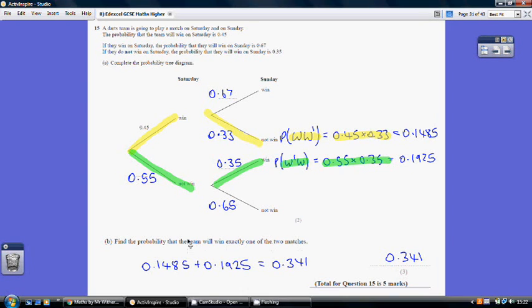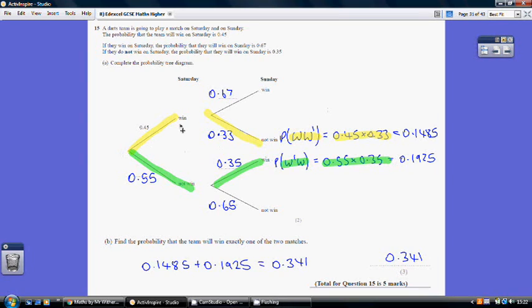So how do we win exactly one of the two? Well, we either win and then don't win. That's what I'm writing down as probability of W dash. That means win then not win. So that's one possibility where we will win exactly one match. Or alternatively, we could not win on a Saturday but then win on a Sunday. So the yellow path and the green path are the ones we're interested in.